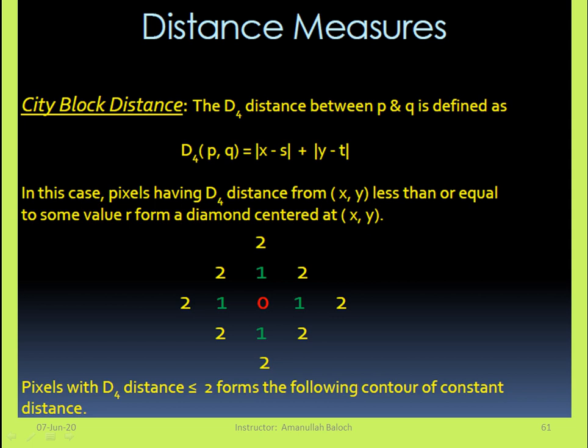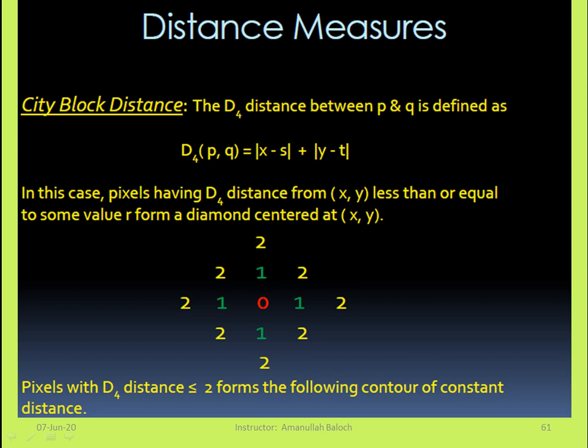x minus 1, that is 0 minus 1 is equal to minus 1, absolute is 1, and y minus t, that is 0 minus 0. Minus into minus is equal to plus. 0 plus 1 is equal to 1, absolute is 1, 1 plus 1 is equal to 2. The distance of this pixel from the origin will be equal to 2.